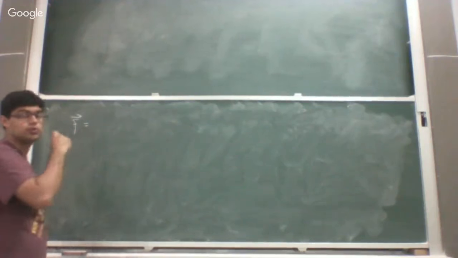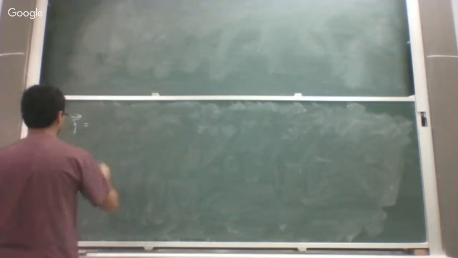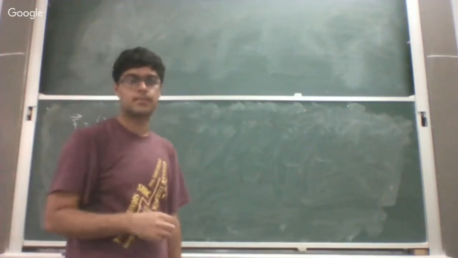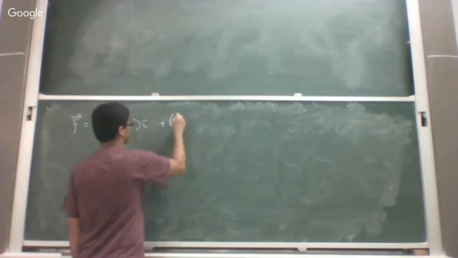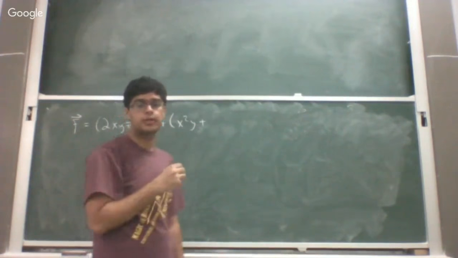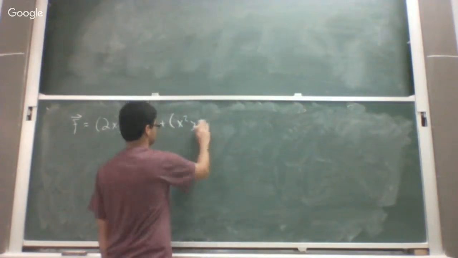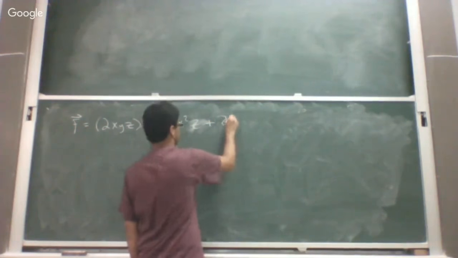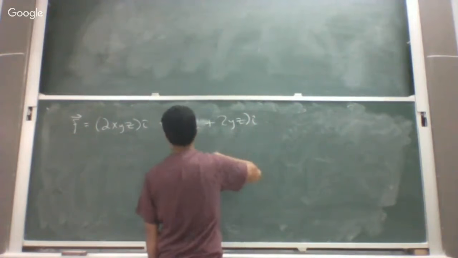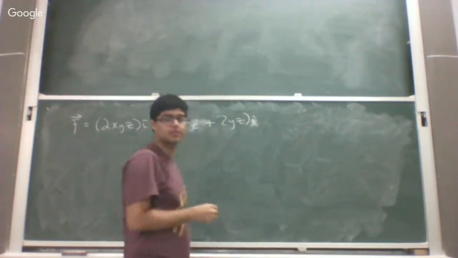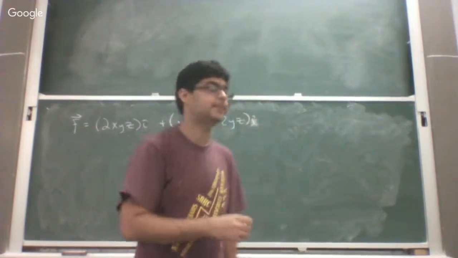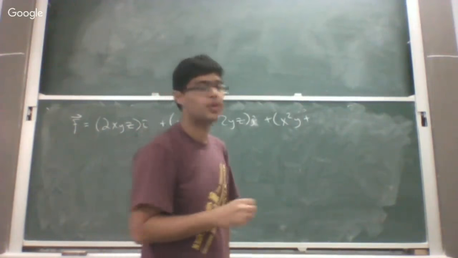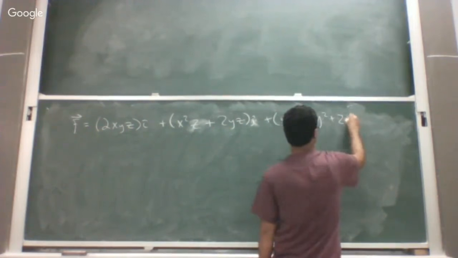So we have f is equal to 2xyz i plus x squared z, sorry, x squared z plus 2yz, okay, plus x squared y plus y squared plus 2z.